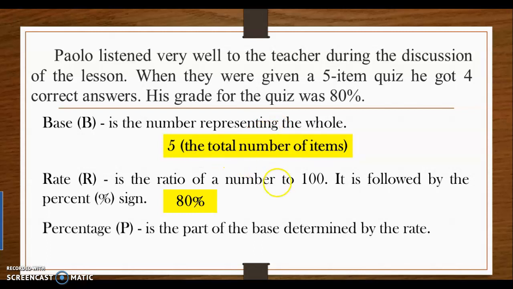For number 3, what is the percentage? So, percentage or P refers to the part of the base and usually determined by the rate. Bahagi lamang siya ng base. So, alin ba dyan yung bahagi lamang ng 5-item quiz? O, diba yung 4? Kasi nga, meron lang siyang 4 correct answers out of 5 items. So, that is our percentage.